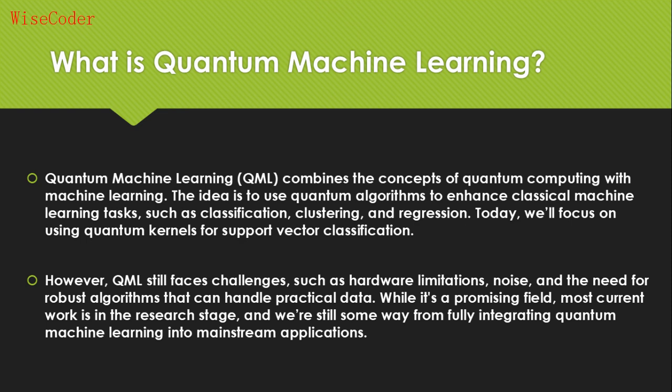What is quantum machine learning? Quantum machine learning, QML, combines the concepts of quantum computing with machine learning. The idea is to use quantum algorithms to enhance classical machine learning tasks, such as classification, clustering, and regression. Today, we'll focus on using quantum kernels for support vector classification. However, QML still faces challenges, such as hardware limitations, noise, and the need for robust algorithms that can handle practical data. While it's a promising field, most current work is in the research stage, and we are still some way from fully integrating quantum machine learning into mainstream applications.